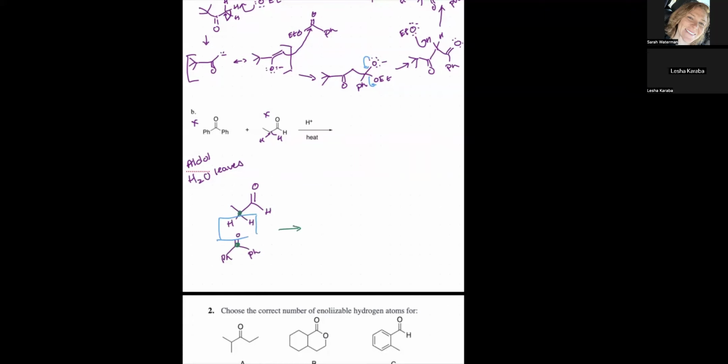So what you're going to end up having is, because we had a double bond here, we have to maintain our double bond. Phenyl and phenyl, right? So that's what your product looks like. A lot easier when you do it like this, right?